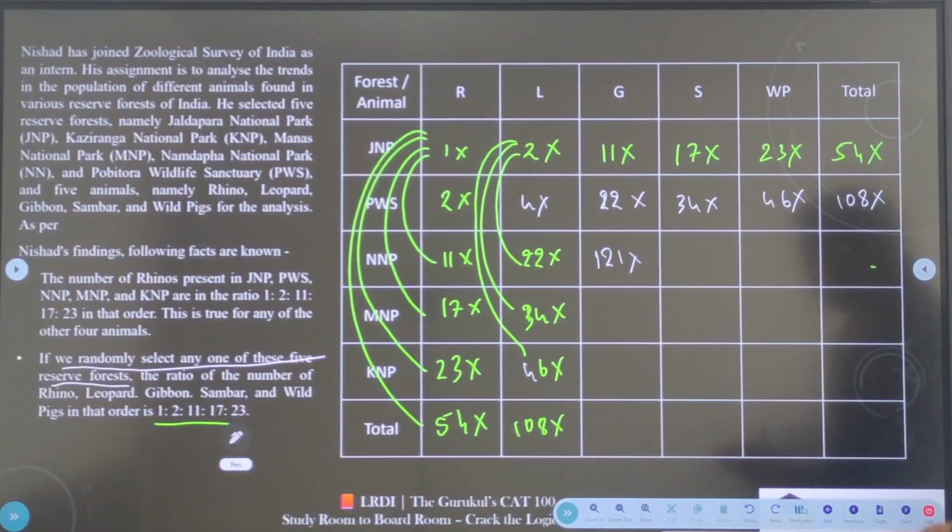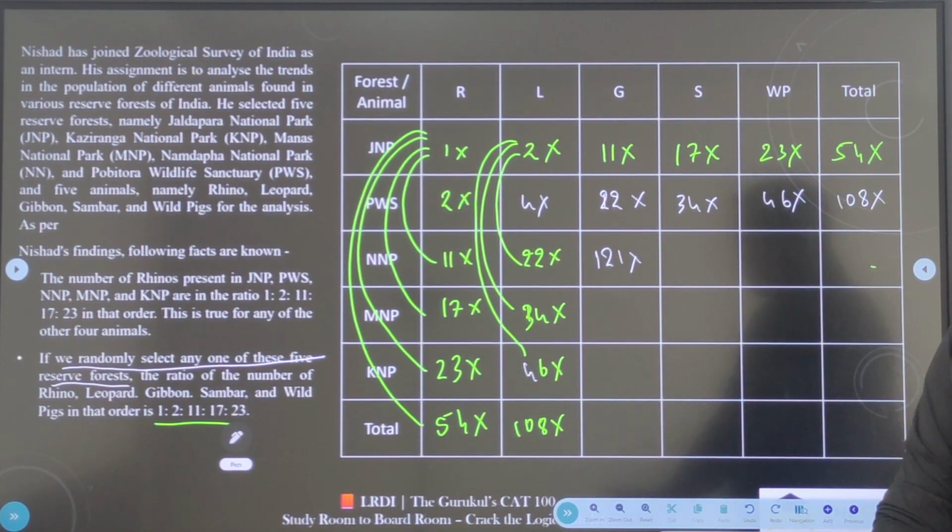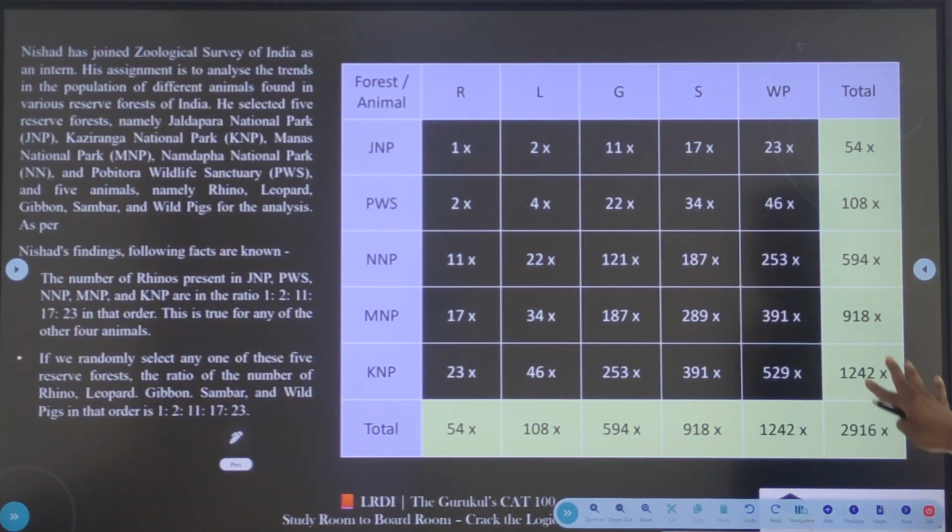So pause the video over here, fill up all the values in this table. Take some 1-2 minutes and fill it up. It's easy. So finally you will get a table like this where all the values are filled up.